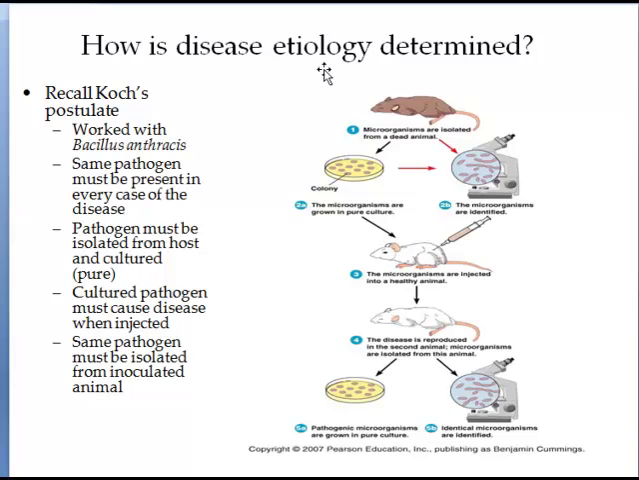So, pretty much from working on this diagram, we can see that the microorganisms are isolated from a diseased or a dead animal. The microorganisms are then grown in a pure culture and injected into a healthy animal. The microorganisms are also identified. The disease is reproduced in the second animal, and the microorganisms are again identified, and they're similar.